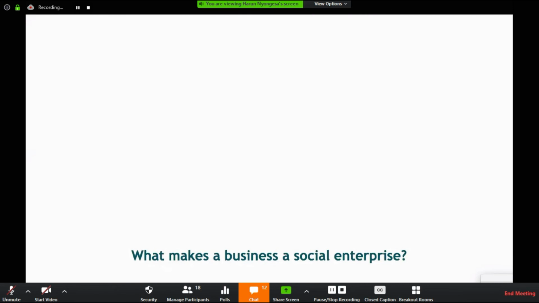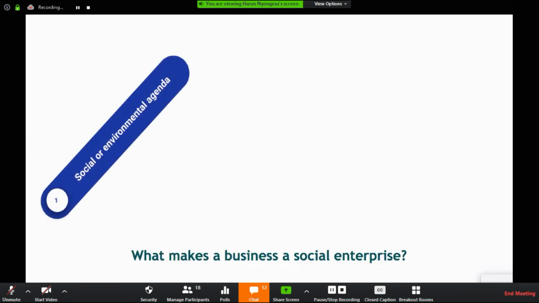So what makes a business a social enterprise? Is any business a social enterprise? We have businesses in Kenya such as Safaricom, which engage in corporate social responsibility activity, CSR. So does that make Safaricom a social enterprise? What about the business that is outside where you stay, or the business you pass when you're going to work? Is it a social enterprise? So that's the question we want to answer right now.